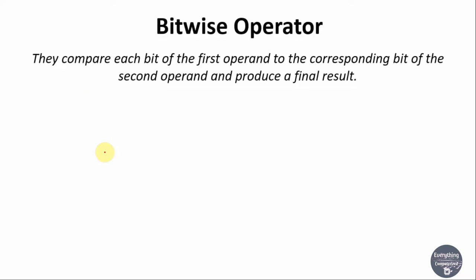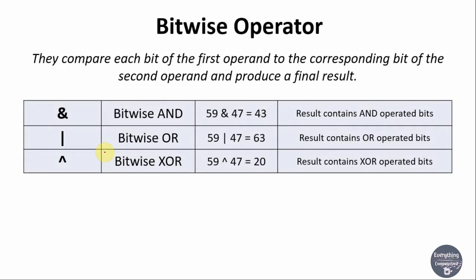So basically there are 3 bitwise operators present in SQL. These are the bitwise AND operator, the bitwise OR operator, and the bitwise exclusive OR operator. The bitwise AND operator performs the logical AND operation on the corresponding bits of the operands, like 59 and 47 gives 43.